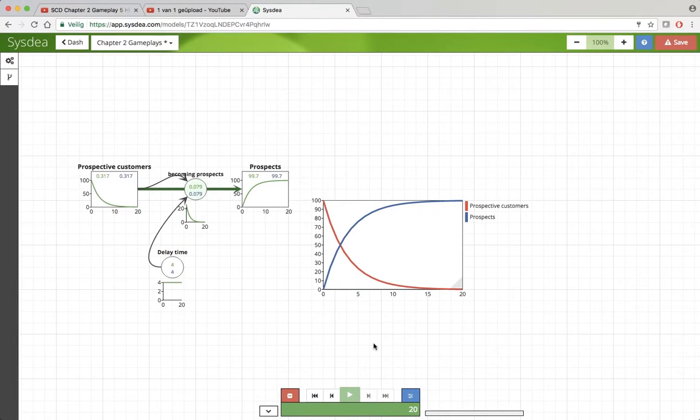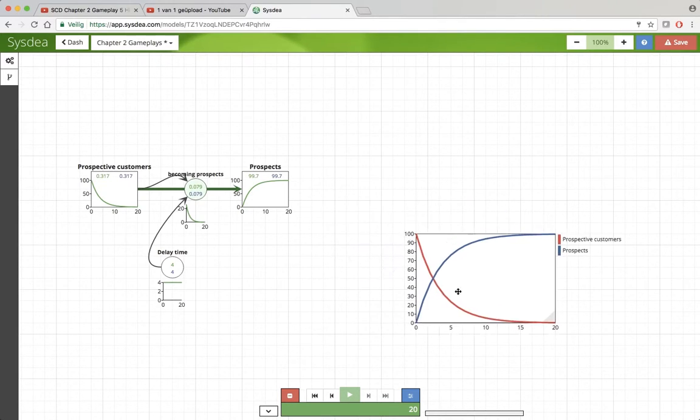Hi, this is Henk Akkermans and this is Supply Chain Dynamics Chapter 2, Sysdea gameplay number 5, Higher Order Material Delays. So far we looked at one step in a chain, but actually it is a chain.